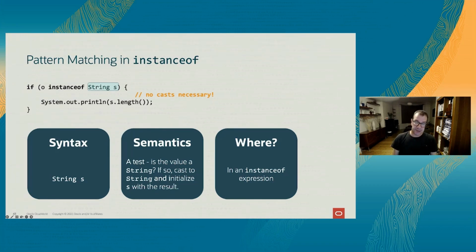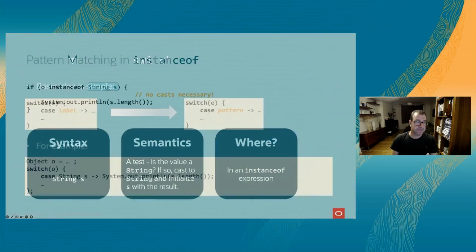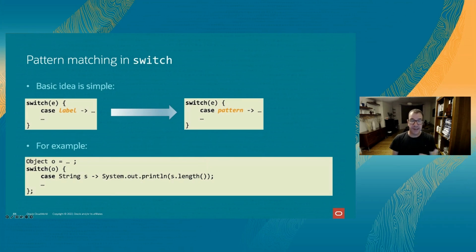This is using patterns in instanceof expressions, but we let you use them in other places too, in particular in switch expressions and switch statements. The basic idea is simple. In today's switch, the switch labels in a switch block must be constants. We'd like to permit them to be patterns. Here's an example at the bottom of the slide. We're switching over the value o of type Object. And inside the switch block, we have a case for when the value of o matches the String s pattern. If it does match that pattern, then this clause will apply and we will execute the statement on the right of the arrow.